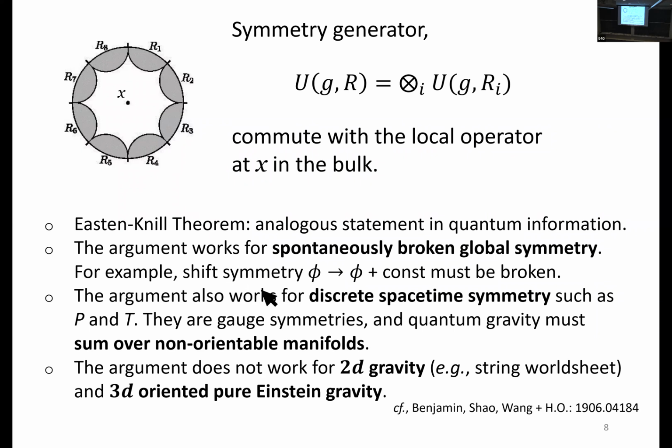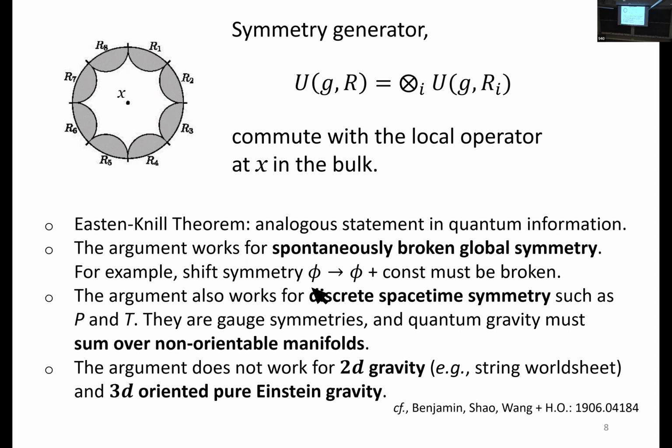And I also want to point out that this argument also works for spontaneously broken global symmetry. If the global symmetry is spontaneously broken, then that means that there is a Goldstone field which transforms non-trivially as a shift of symmetry. So that means that if you have a shift symmetry, it must be broken in the gravitational theory. So, for example, in the gravitational theory, you cannot postulate a scalar field which has exact shift symmetry. It has to be broken somewhere. So this is an interesting thing.